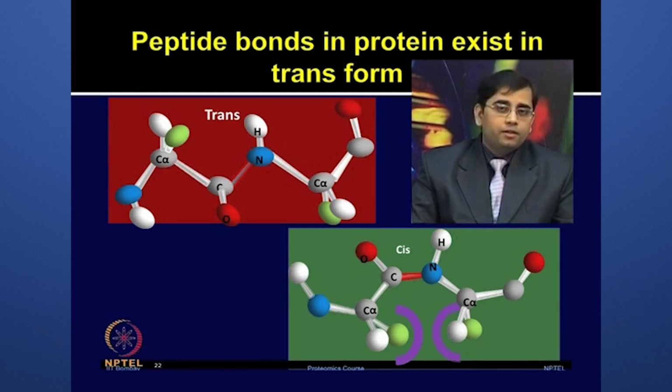This configuration is allowing less steric clashes, whereas if you look at the bottom panel, the cis configuration, there are two alpha carbons on the same side of peptide bond. So, there is more probability of having steric clashes. Therefore, peptide bonds in protein exist in the trans form.